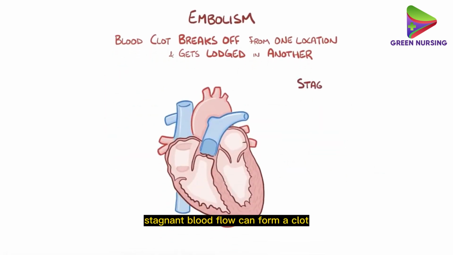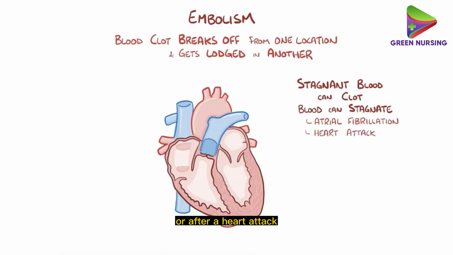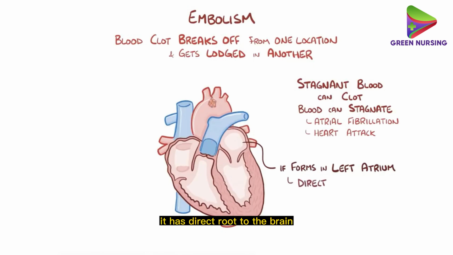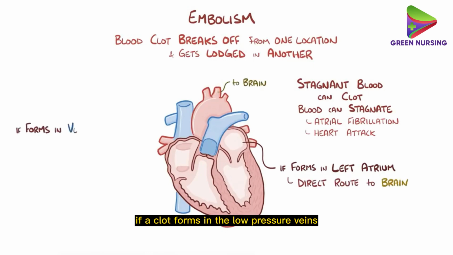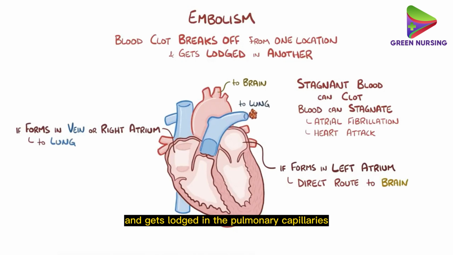For example, stagnant blood flow can form a clot, and blood can stagnate due to atrial fibrillation, or after a heart attack. If a clot forms in the left atrium, it moves into the left ventricle, and from there it has a direct route to the brain. On the other hand, if a clot forms in the low-pressure veins or right atrium, then it goes to the right ventricle and gets lodged in the pulmonary capillaries, with no way of getting to the brain.